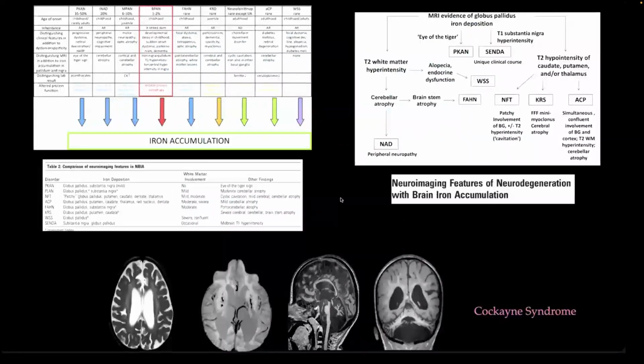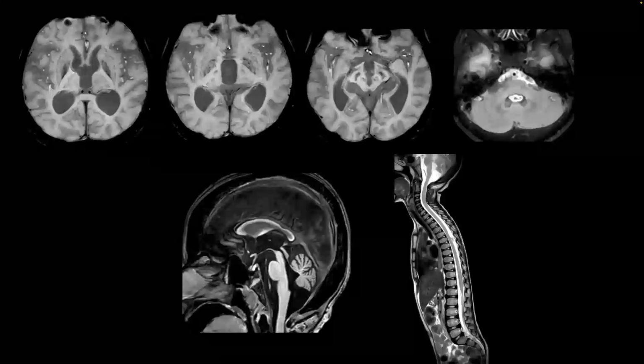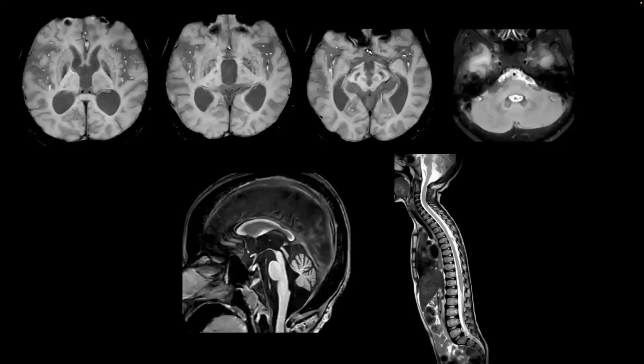Have you done a CT scan? Because Cockayne has a high calcification, right? I think we may have discussed it last time. Iron, maybe calcium. Yeah, that's why.